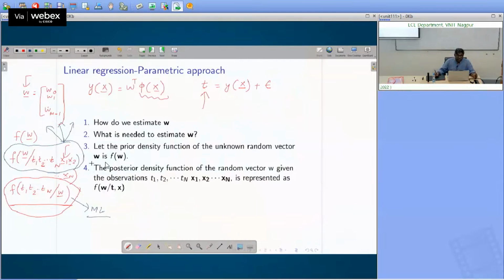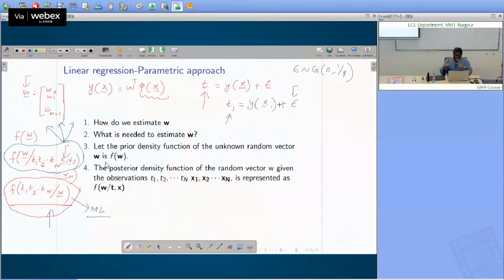So why am I telling you this is easy? Because this model is simple. Why? Because we have t equal to y of x plus epsilon, right? So let me put it as t1 equal to y of x1 plus epsilon. Now can you tell me what is the density function of t1? Epsilon, you know that it is Gaussian with mean 0 and variance 1 by beta.